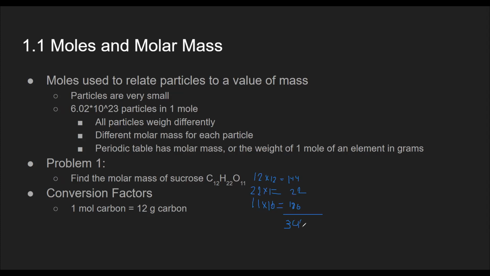342 grams per mole. Another thing you have to know is conversion factors. Conversion factors are basically a fraction that shows the relationship between moles and grams. And you can flip these. You can flip the fraction to have it be 12 grams over 1 mole. These are extremely useful for stoichiometry. You can't do stoichiometry or dimensional analysis without them.